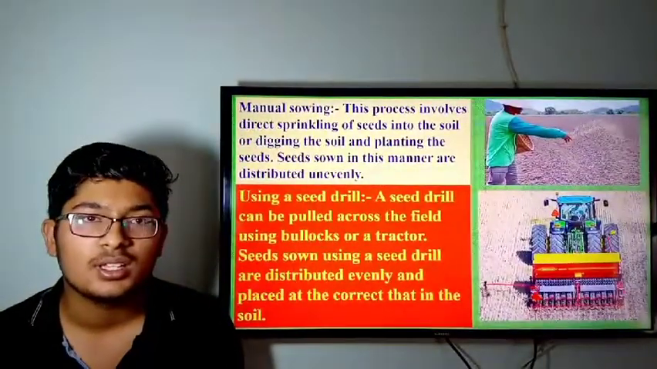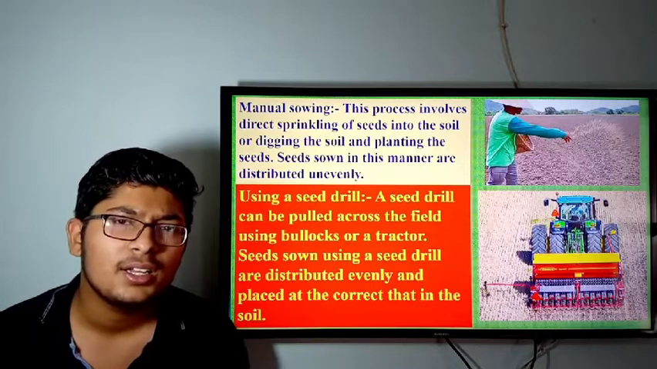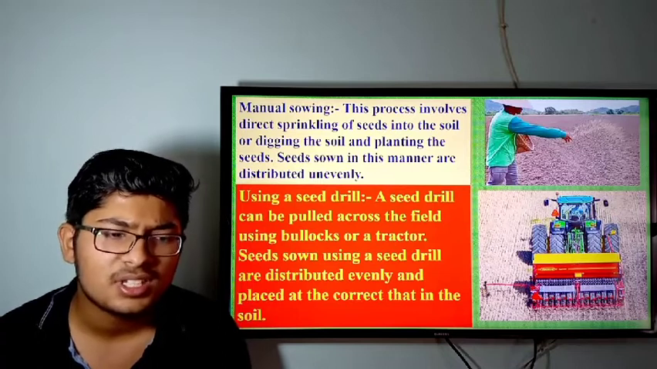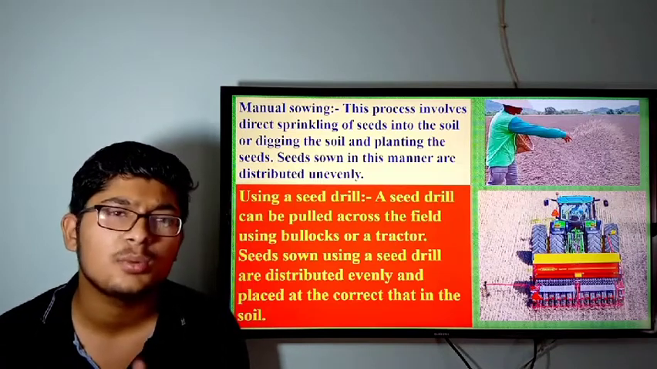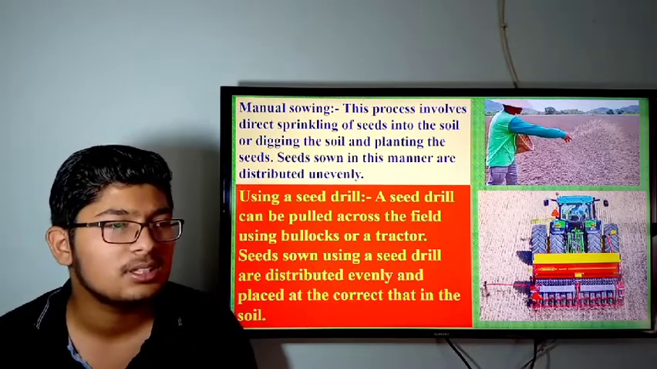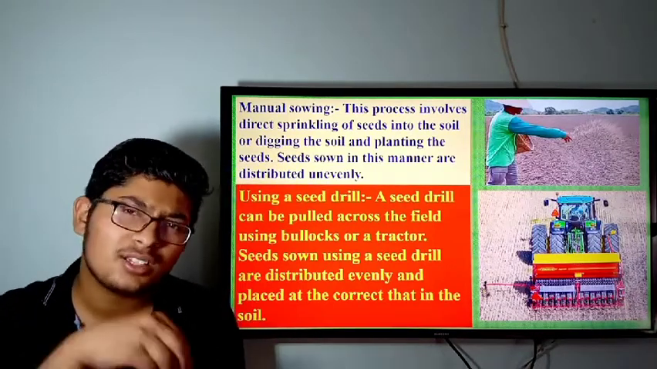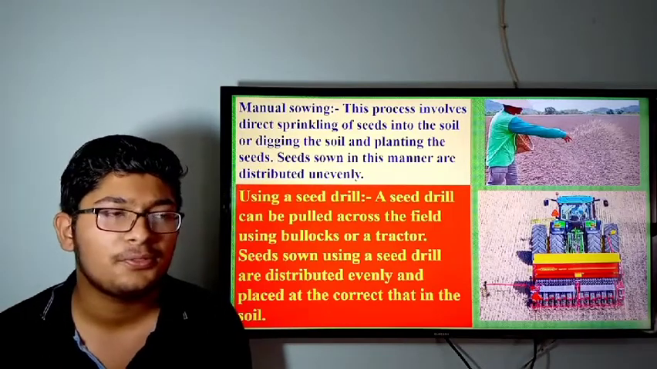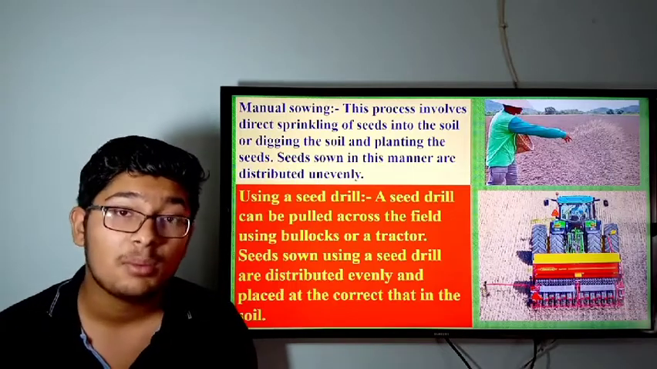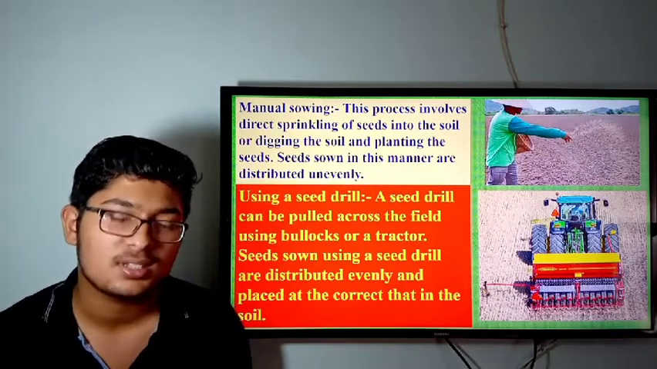What is manual sowing? This process involves direct sprinkling of the seeds into the field, or digging in the soil and planting the seeds. Means the seeds which are sown in this manner are not distributed evenly. They are unevenly distributed. Sometimes some of them go at a correct distance and some of them remain very close, which makes the... means we have discussed what are the points which we need to remember while sowing the seeds. So this point, the correct depth, makes the difference in this manual sowing.